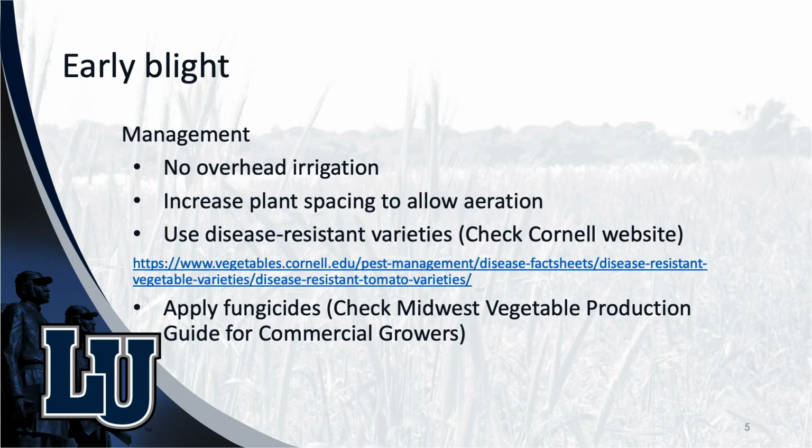So here, the first point says no overhead irrigation. It's a part of environment. The reason is that most fungi germinate in the presence of a water layer. As long as they find a certain duration of water layer in the form of raindrop or irrigation drop, whatever it is, they will germinate. And once they germinate, they will penetrate into the plant tissue.